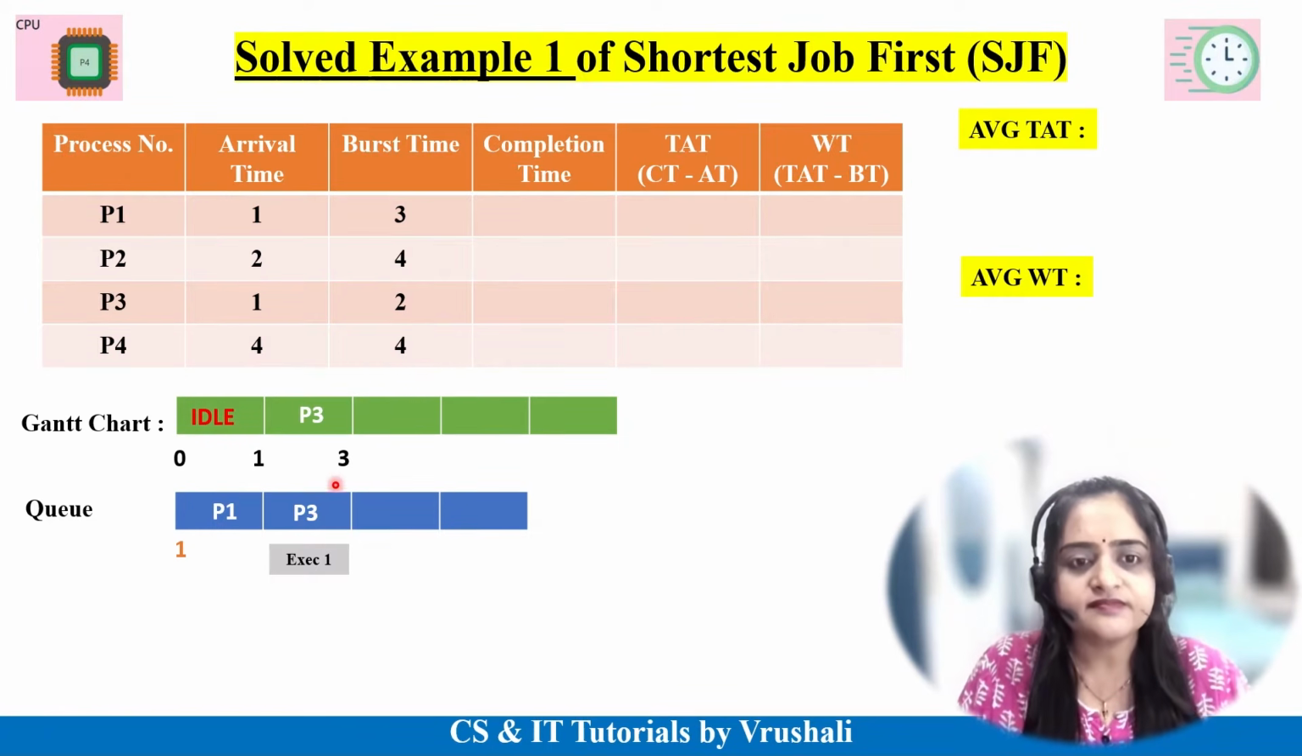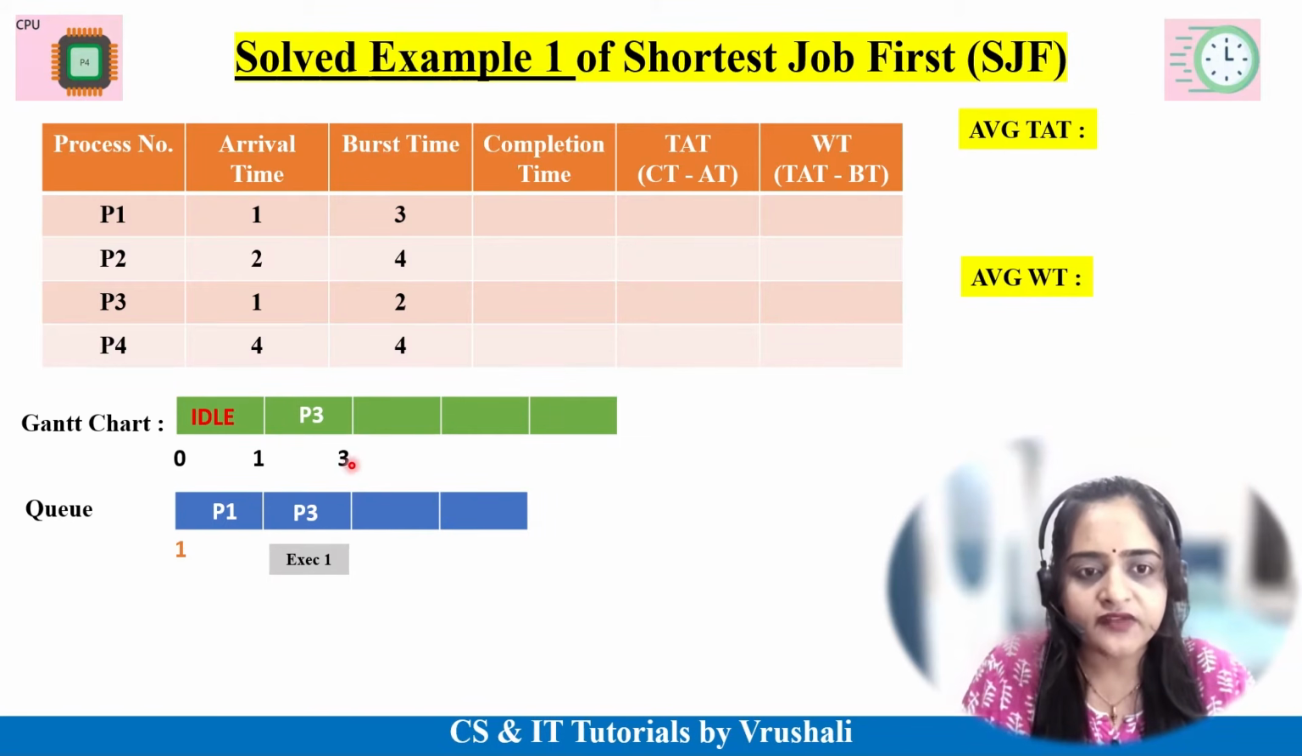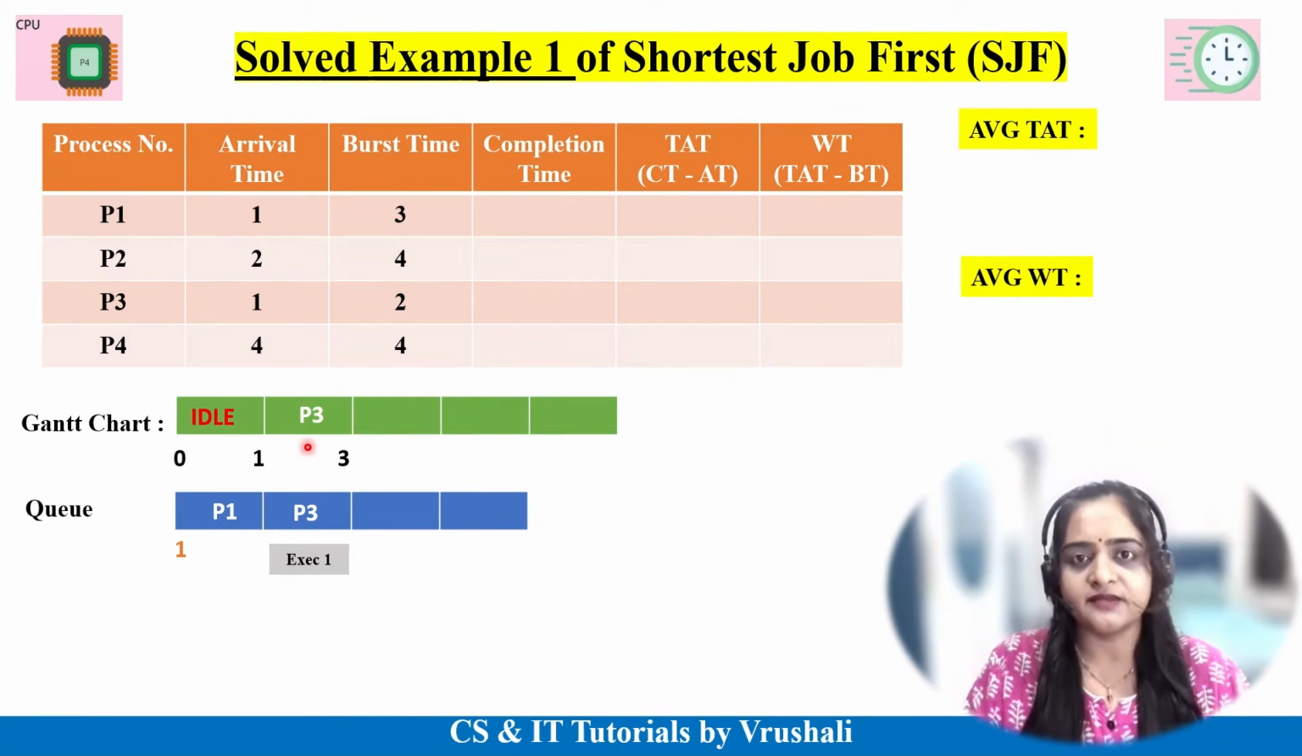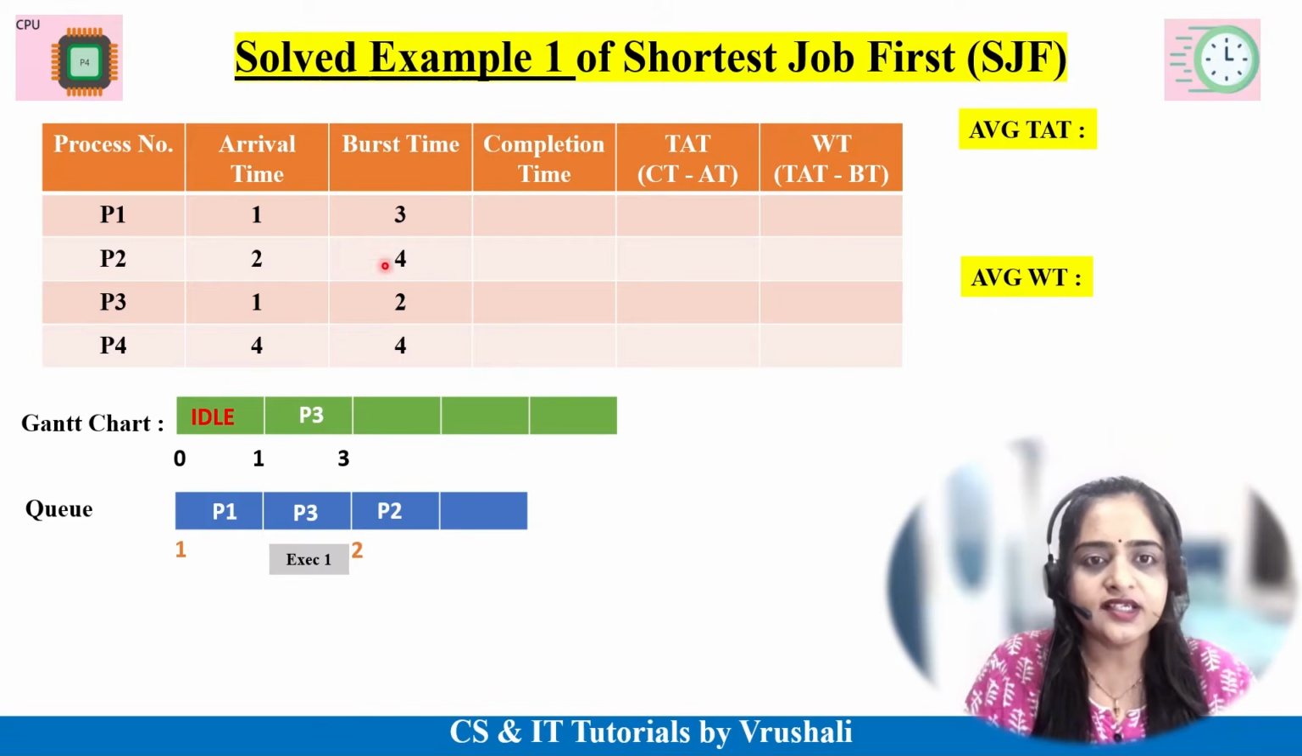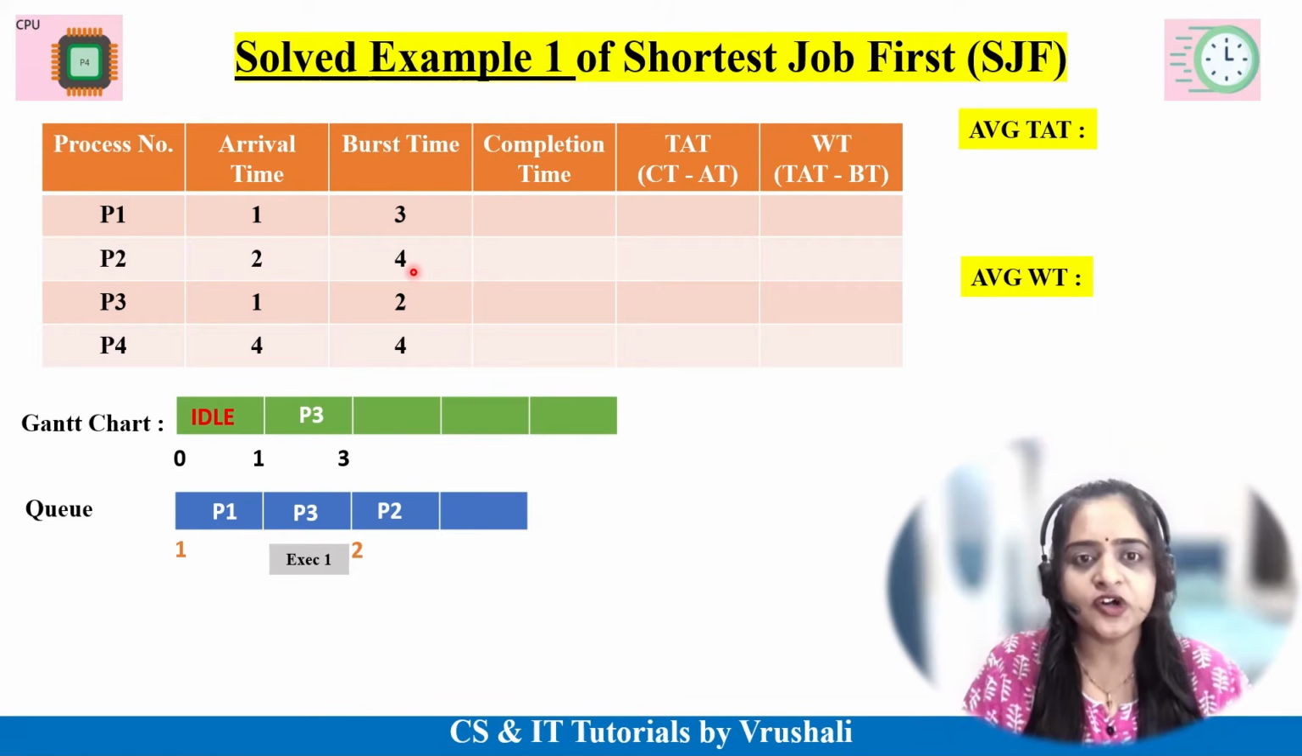Now next, at 3 o'clock or between 1 to 3, which process has come? See, between 1 to 3 P2 is there, right? Means when the CPU is busy with P3, the P2 process has come, but the CPU is busy, so this P2 process goes to the waiting state here, right? Now in the queue there are total 2 processes, P1 and P2. Now to find out, which one has the shortest burst time? P1's burst time is 3 and P2's burst time is 4. Which one is the shortest? P1. So CPU executes P1 first.